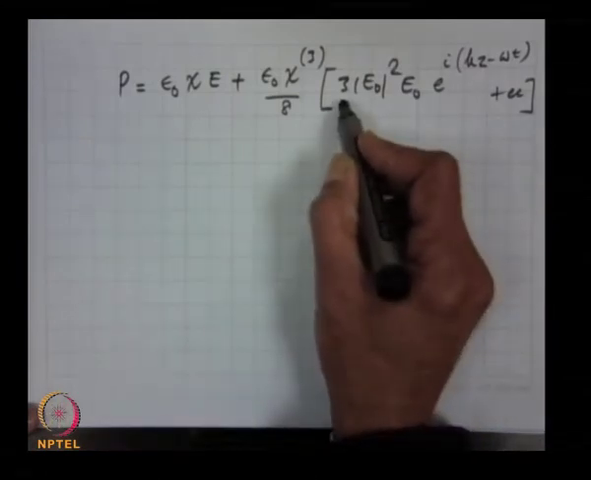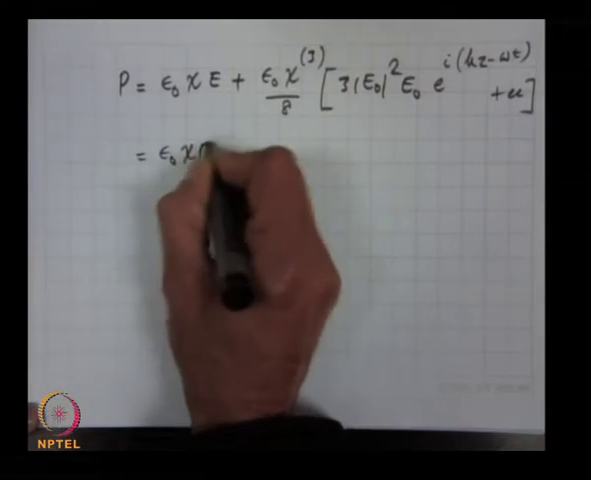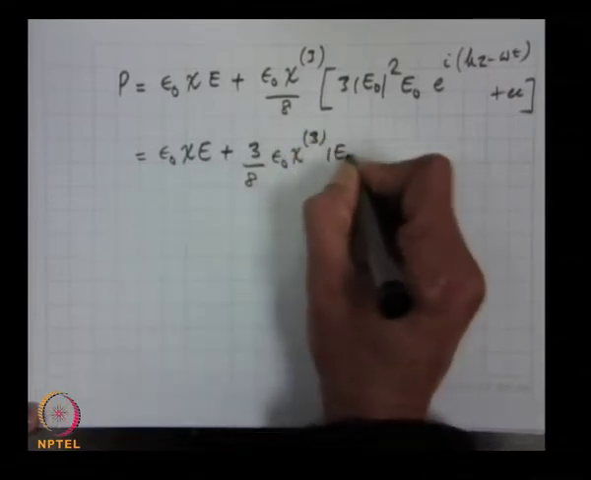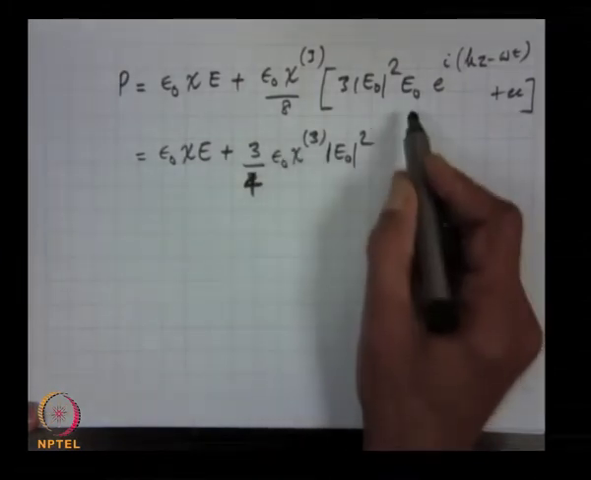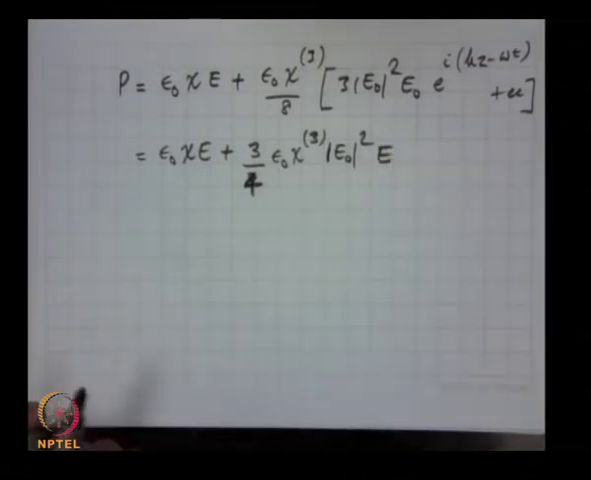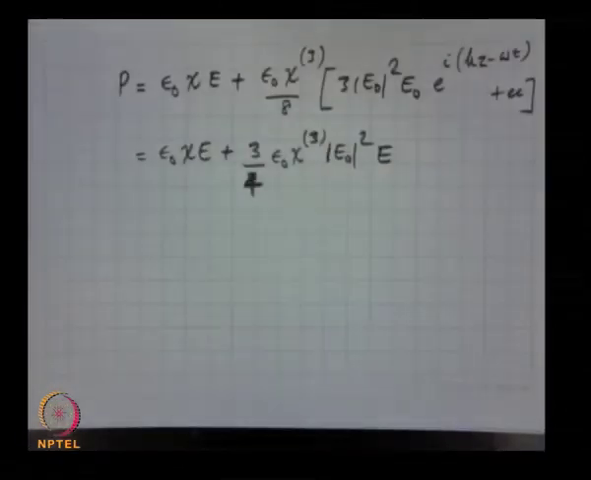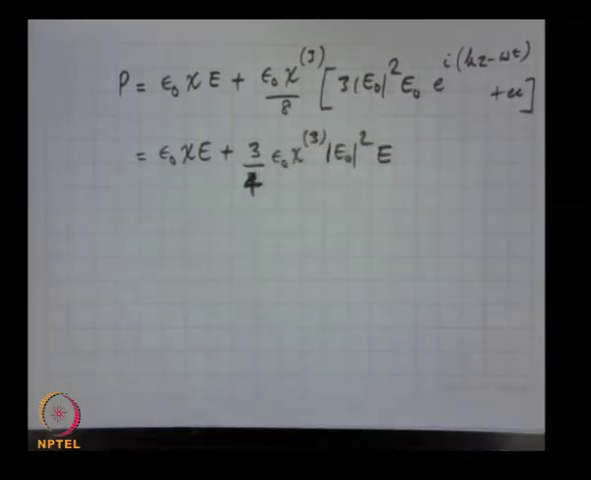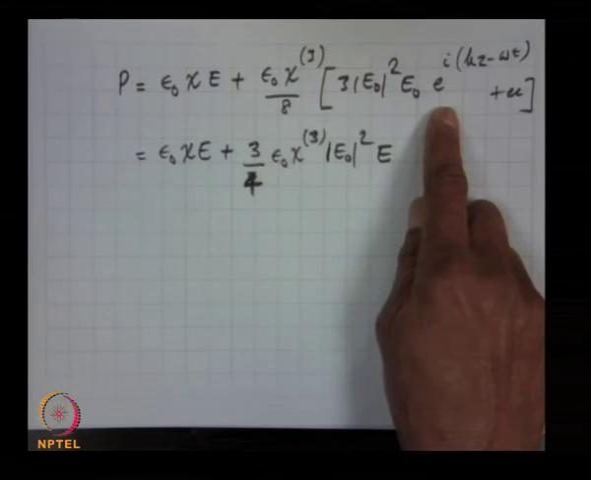Now 3 mod E naught square is real. So it has the same term in the complex conjugate term. So actually this second term is plus 3 by 8 epsilon 0 chi 3 mod E0 square into, so if I write 3 by 4 here, what is the remaining term? Half E0 exponential i (kz minus omega t) plus complex conjugate, which is E. E is half E naught exponential i (kz minus omega t) plus complex conjugate. 3 mod E naught square is real, so I can take it out. It's common between this term and the complex conjugate term, and the remaining factor with the half is nothing but E.